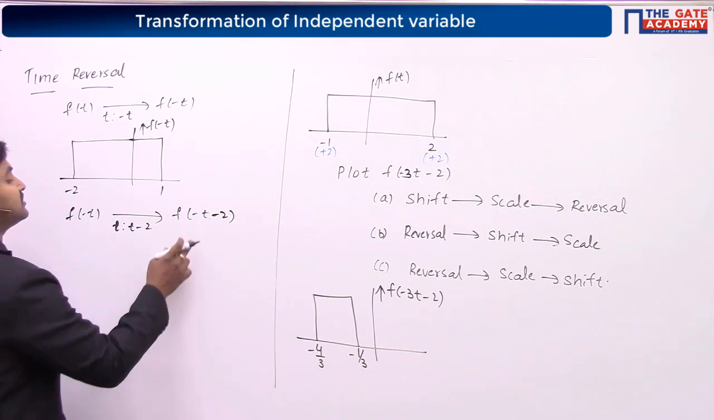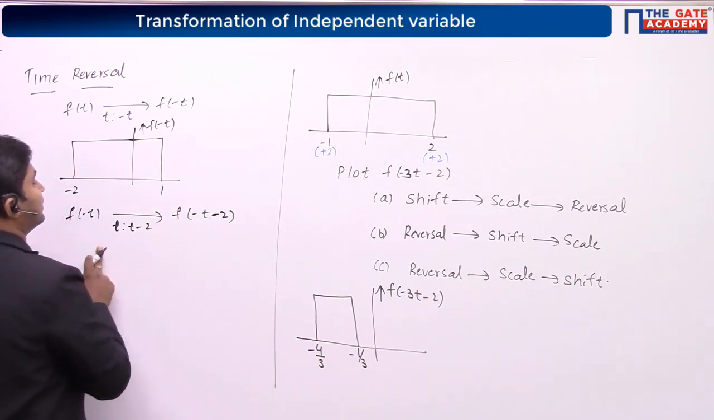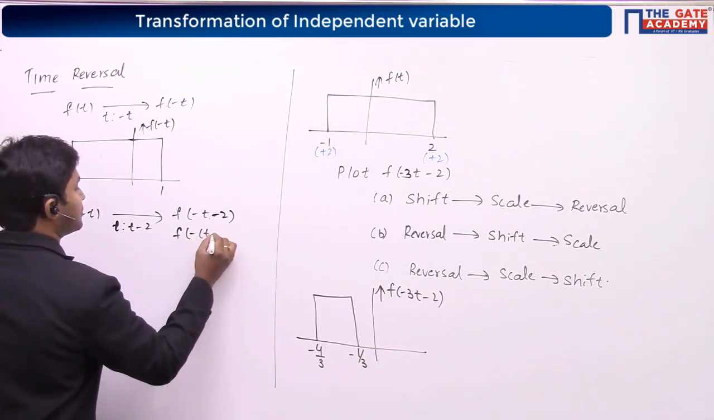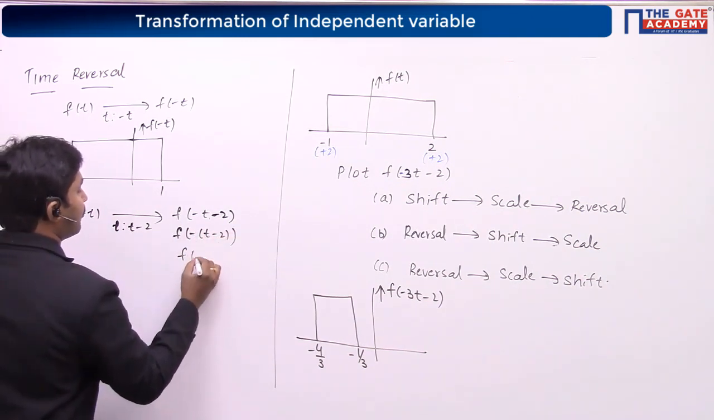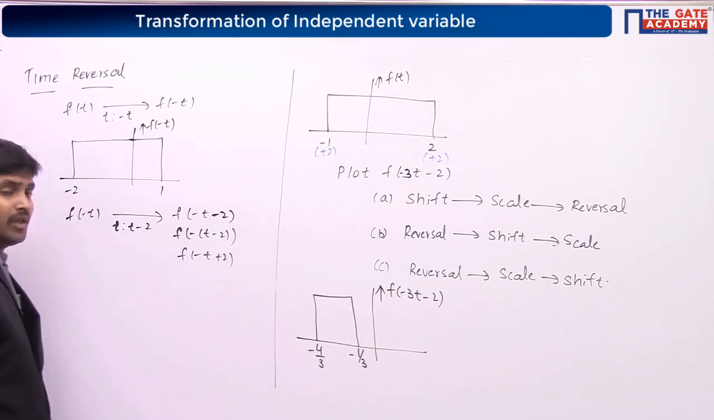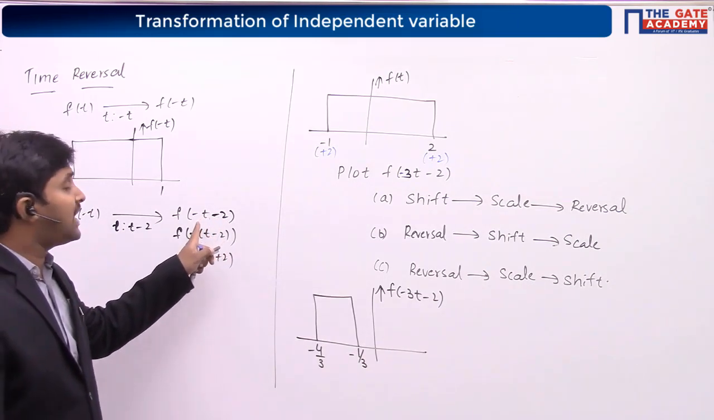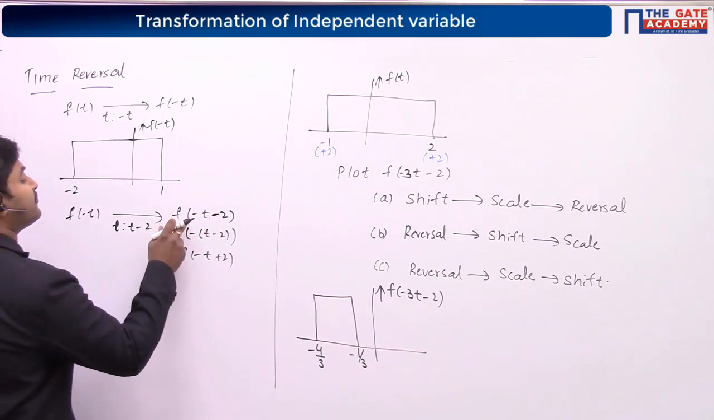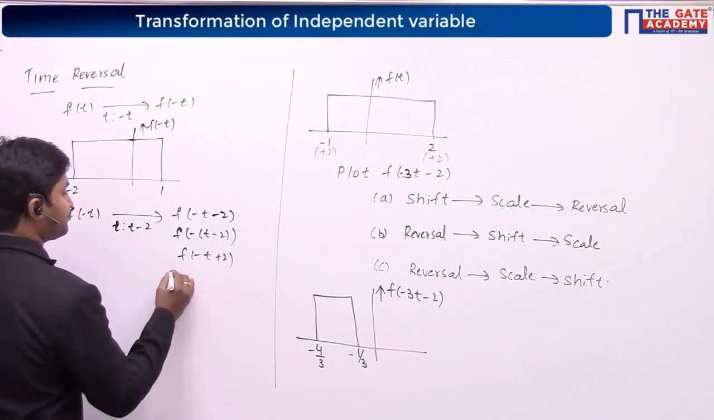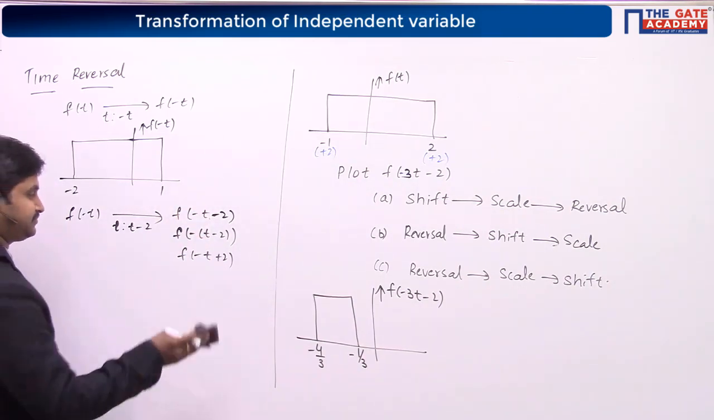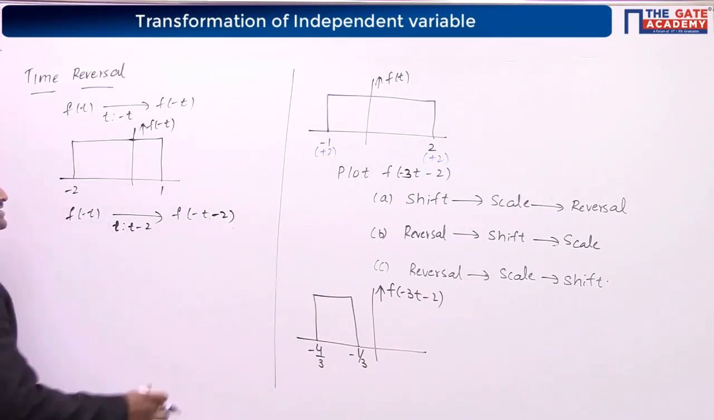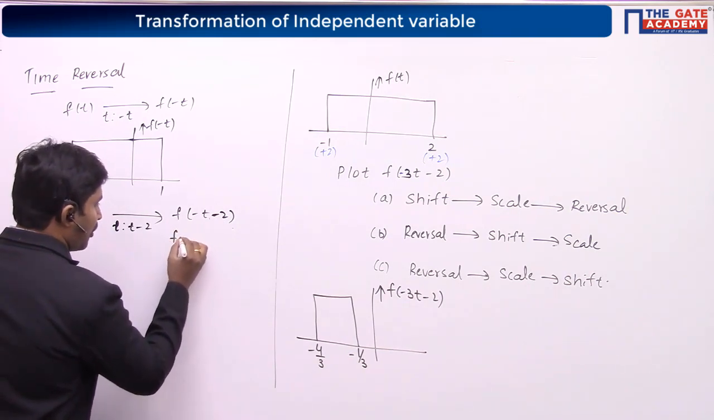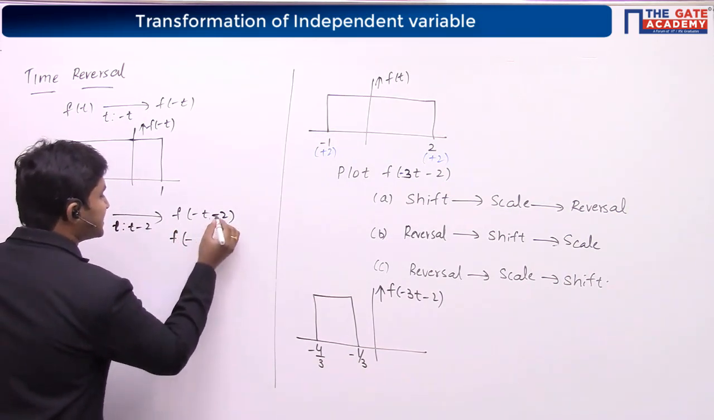Why? It is because of the fact that if you actually do this particular thing, then what will happen? Minus of t minus 2. So it is going to become f of minus t plus 2. But what you want? You want f of minus t minus 2. So what is the operation that I have done before that I am going to take as common? Right? So this is the result that is desired for us. The operation that I have done before is a reversal. I will take it as common.